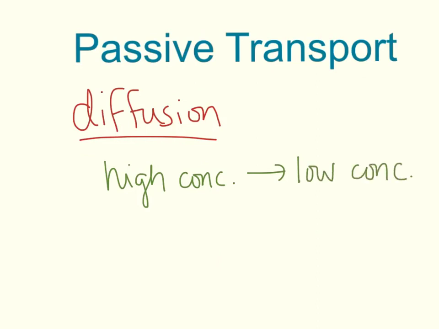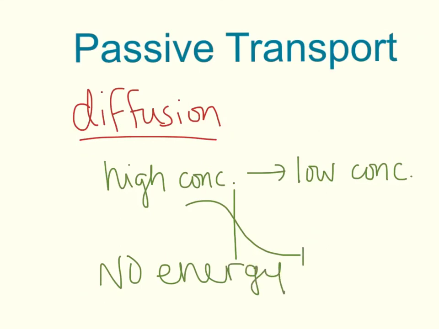So we think of that as going down the concentration gradient from high to low, crossing over that plasma membrane. High to low concentration. And the other thing that this means is that no energy is required. This will happen naturally on its own. So that's passive transport.